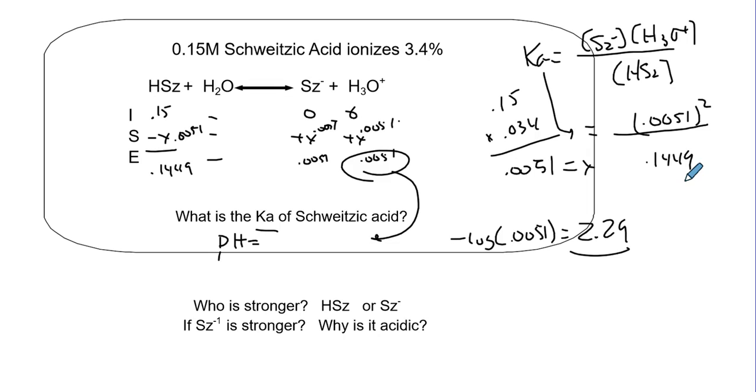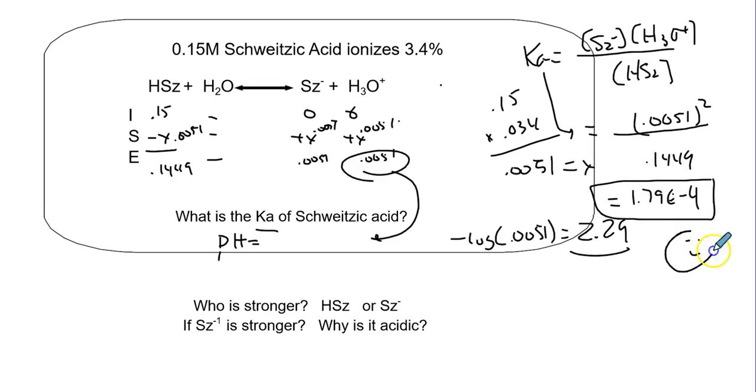Divided by 0.1449, and we get 1.79 equals 1.79 e to the negative, I think it would be fourth. Negative fourth, if I see my calculator correctly.